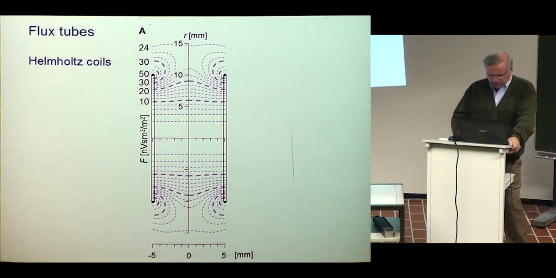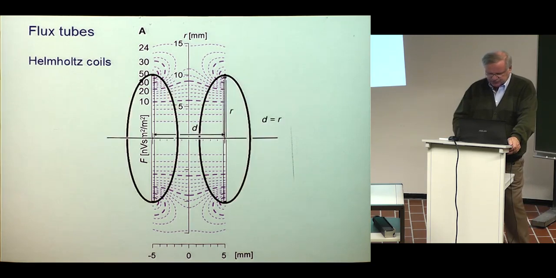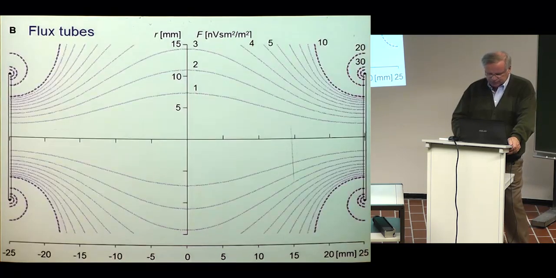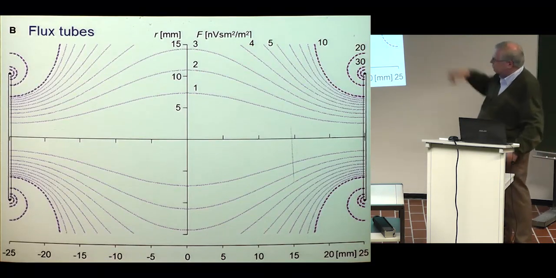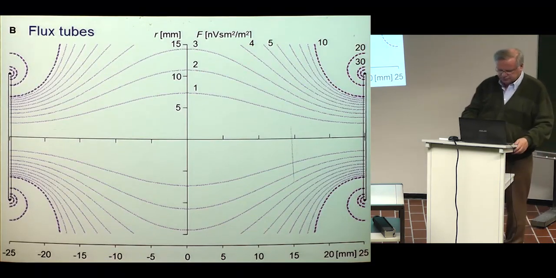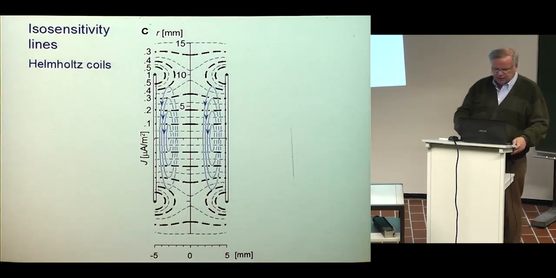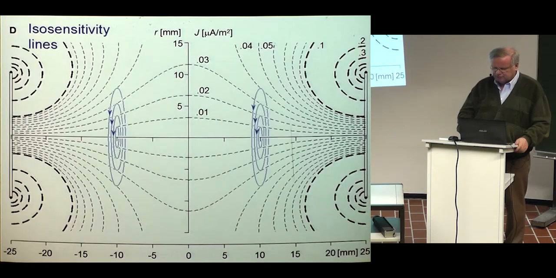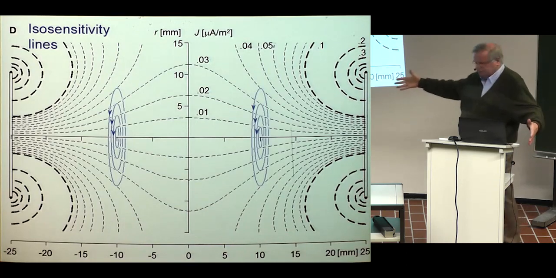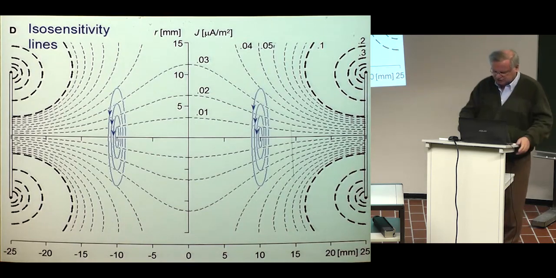So these are the Helmholtz coils. You find that the flux tubes are very linear in this case. So those are the coils. If you take the coils further away, it is not so homogeneous anymore. You easily see that. These are the isosensitivity lines for Helmholtz coils. Very linear, homogeneous. If you take them further away, not so beautiful anymore. So they are the Helmholtz coils, which are theoretically the best one.